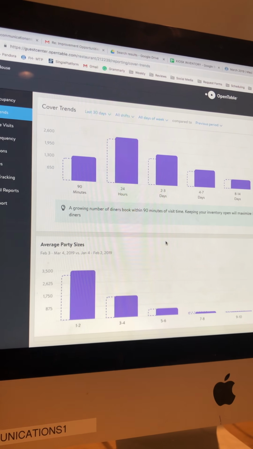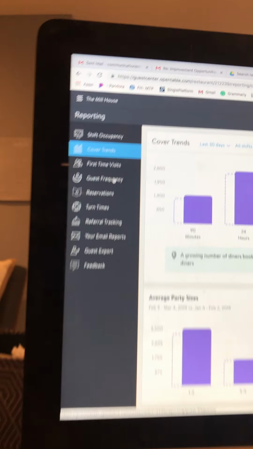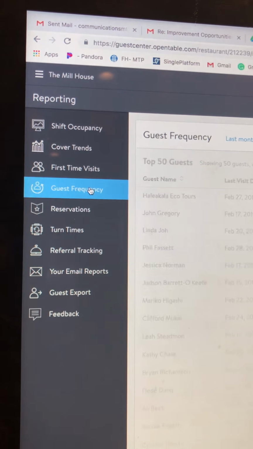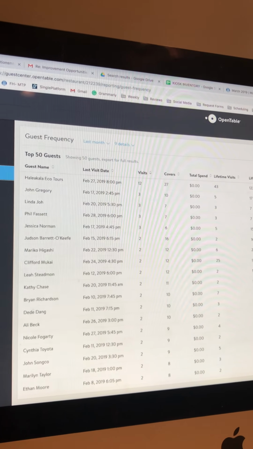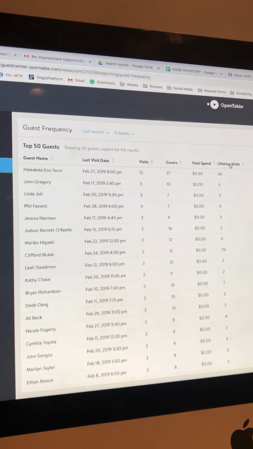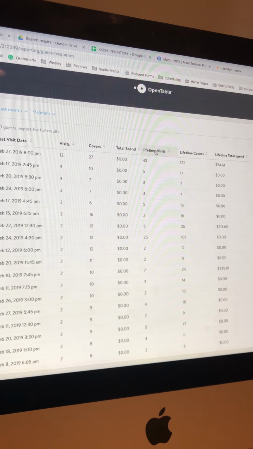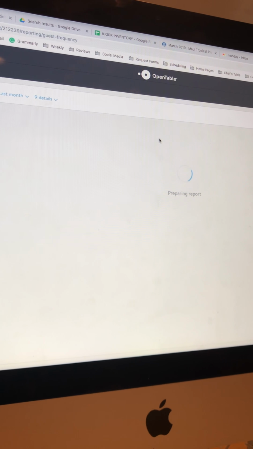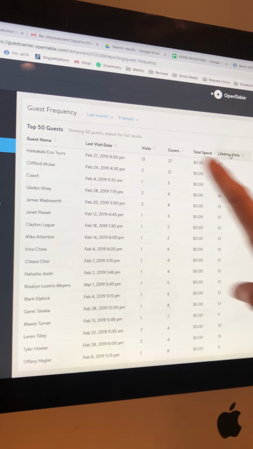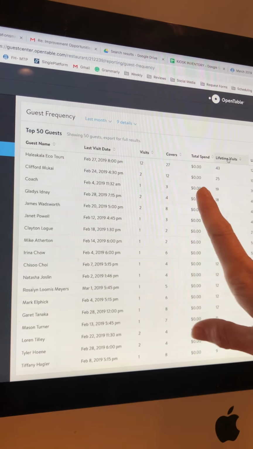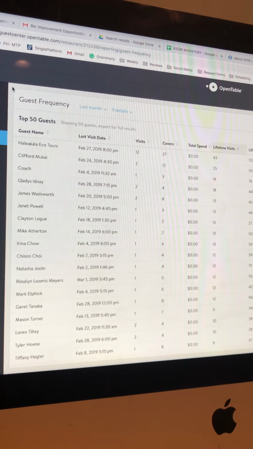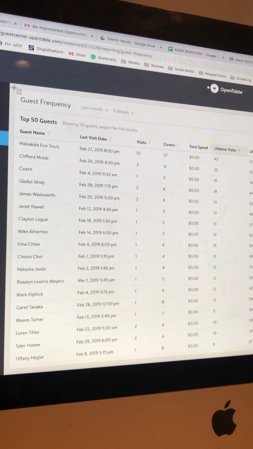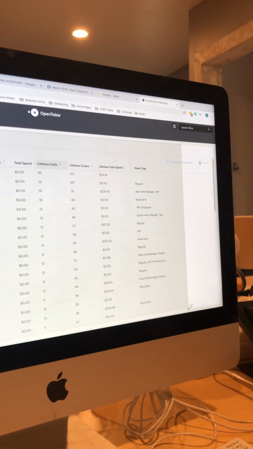And then one thing I like to look at is to go into our guest frequency. And then I just go into the last month and I sort by the lifetime visits. It's automatically not sorted by that, so we just want to go ahead and click that. We just wanted to see lifetime visits, who's really been hitting us up. And I think that's nice for everyone to just see at a glance who are the people that are visiting us most often.